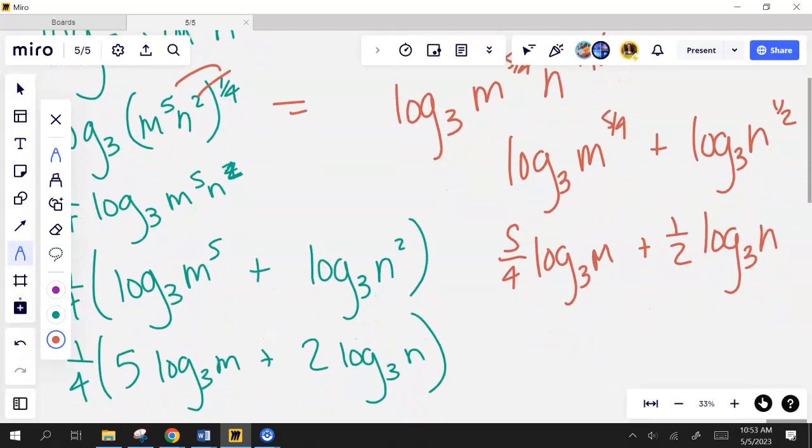Yes. As long as you're not adding or subtracting in those parentheses, yes. Yes, both of them are.